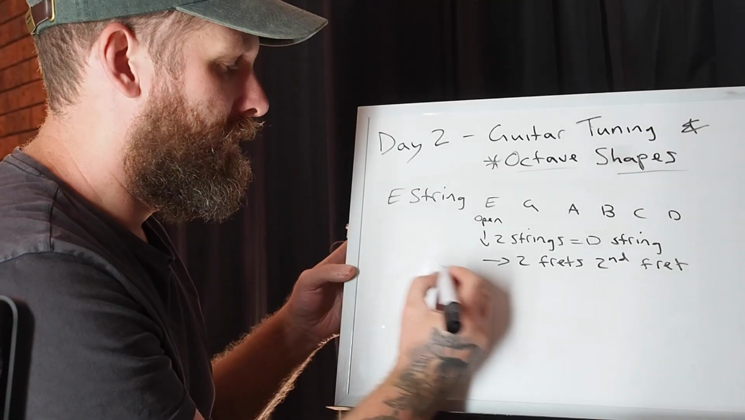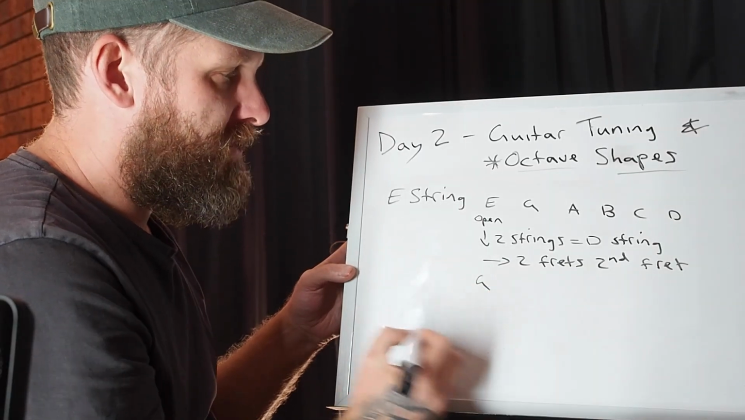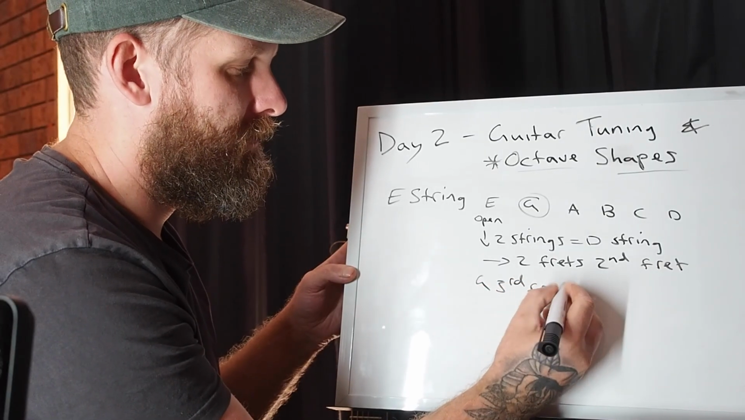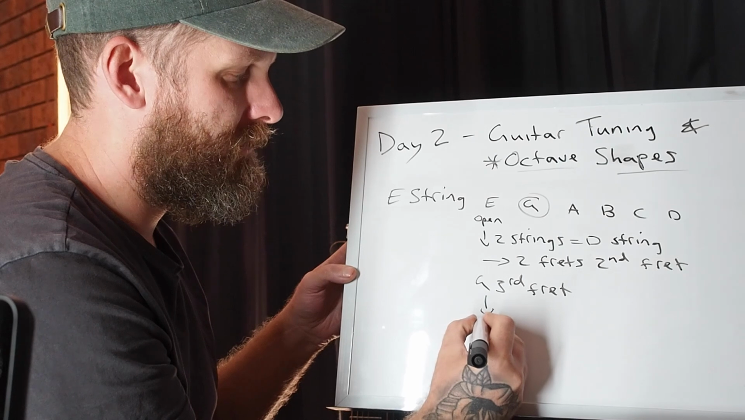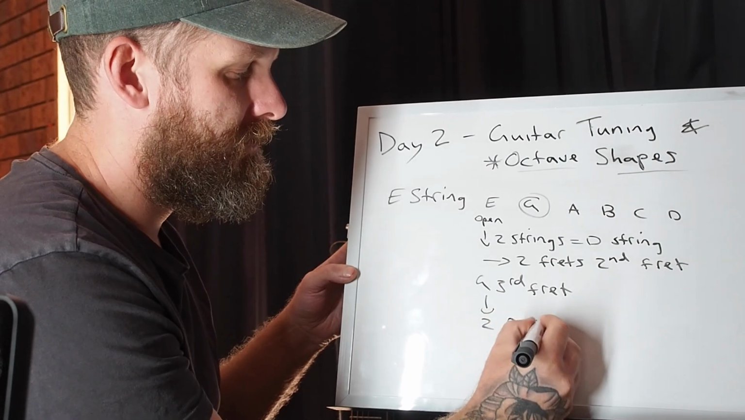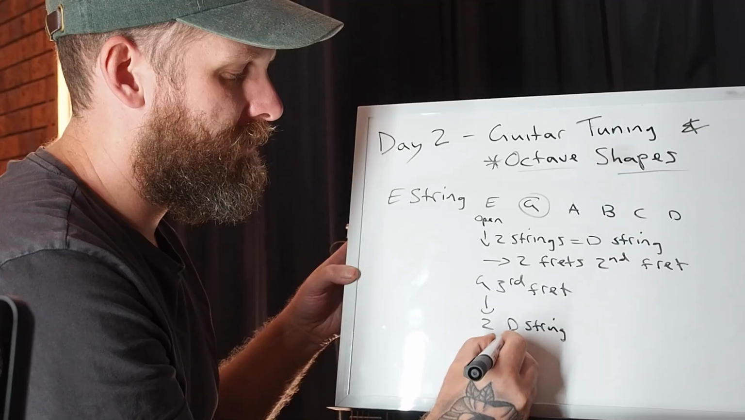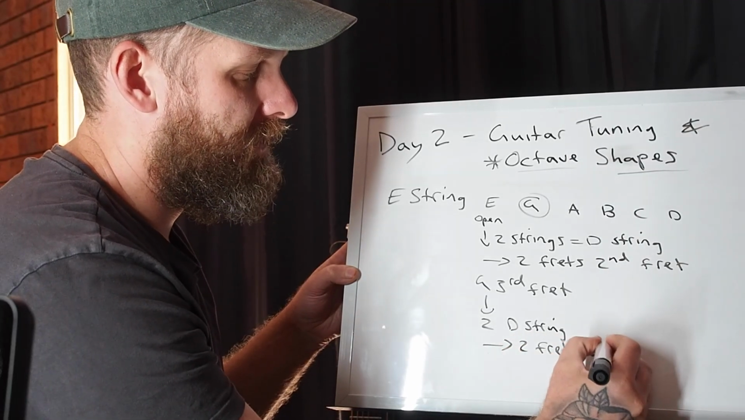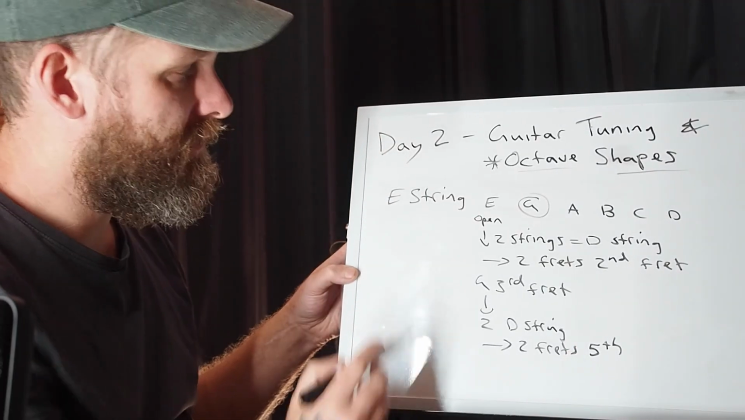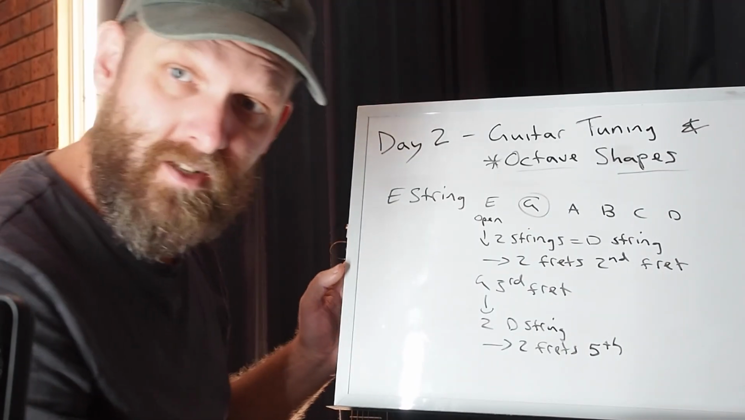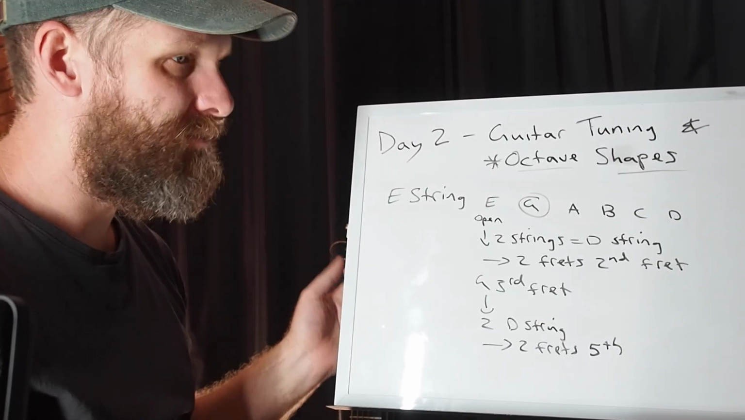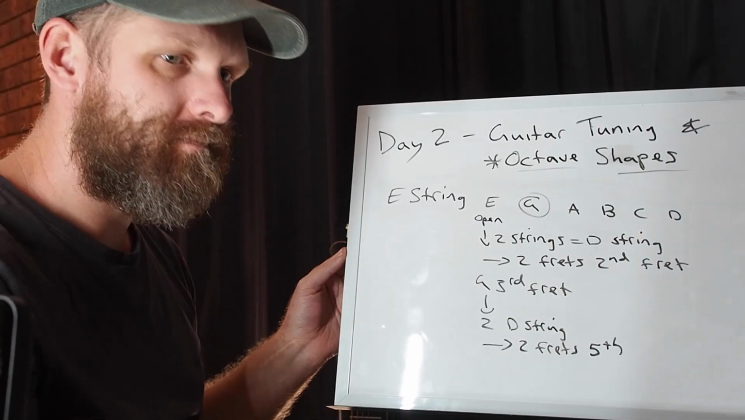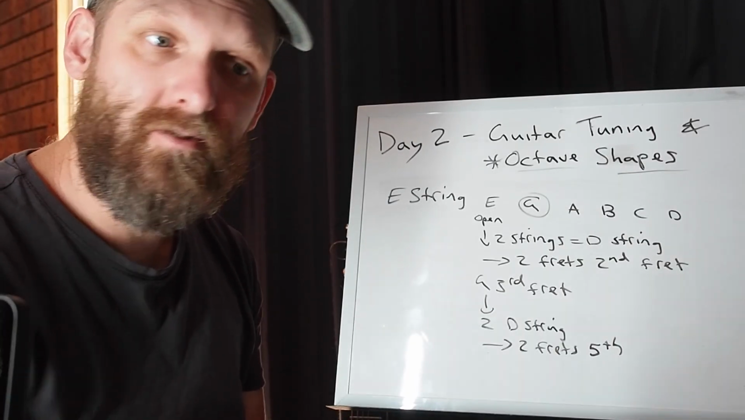Okay. The G, 3rd fret. So you go down 2 strings, which is the D string, and you go across 2 frets, which is the 5th. And from the 5th fret, you will hear the same note, the G note, but an octave higher in pitch. So repeat that for all of these letters here. And then we'll do the same for the A string.